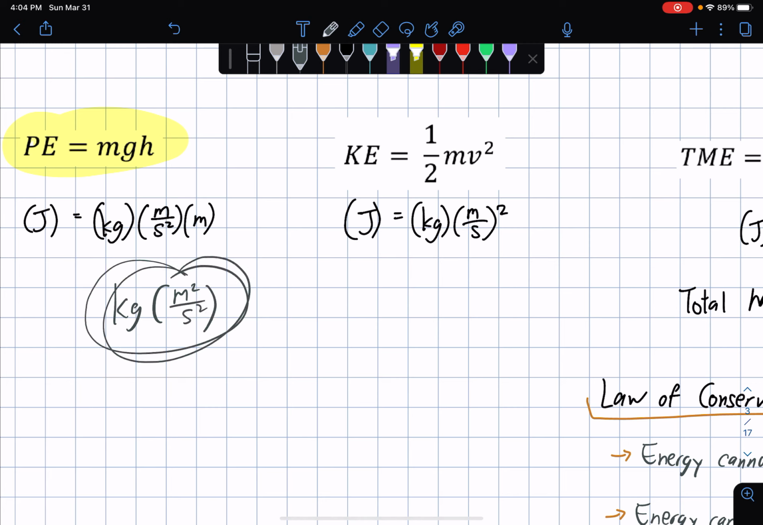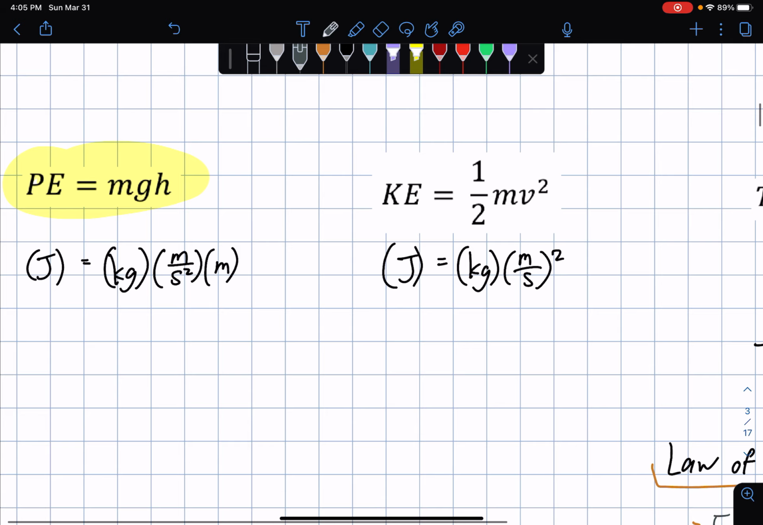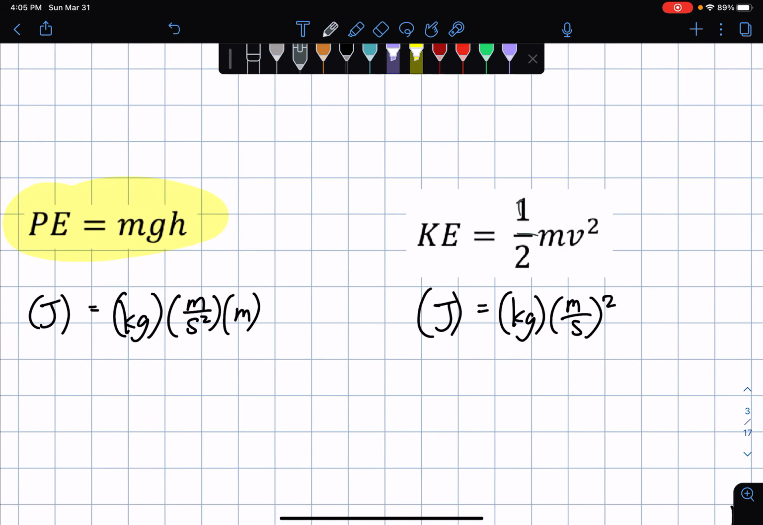So okay, for TME, we have PE plus KE. So it's basically the sum of potential and kinetic energy. That is the total mechanical energy, or TME. For KE, it's the same thing as this one for the unit. So we have one half that has no unit, but for mass we have kilograms. For velocity we have meters per second, but we have an exponent 2. So that makes m raised to 2 over s raised to 2, which is the same as this. But for KE, it's 1 half mv raised to 2. For PE, again, it's mgh.